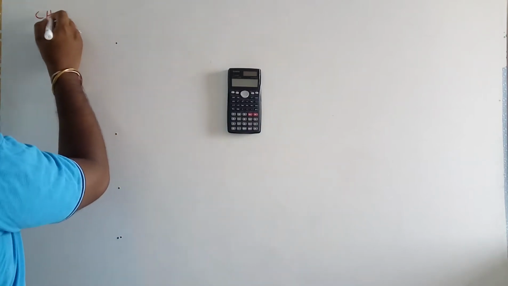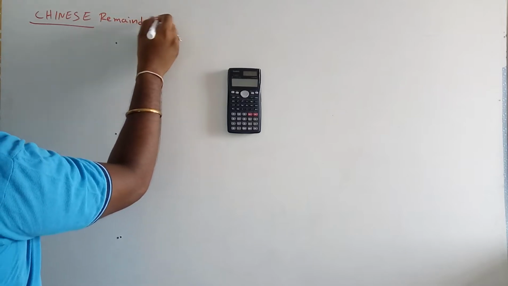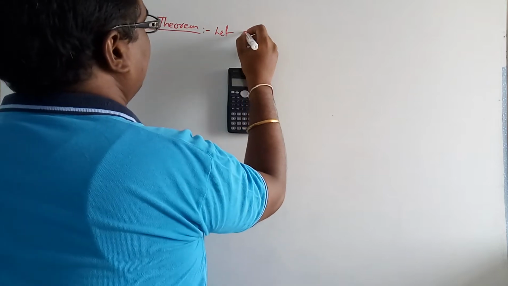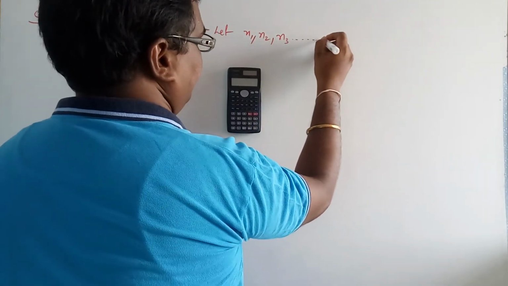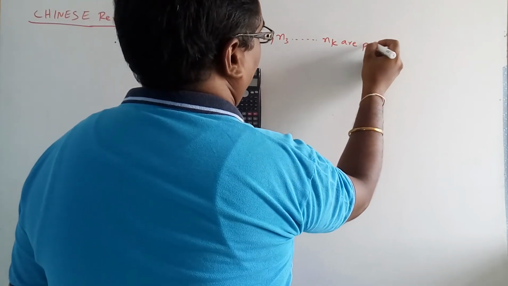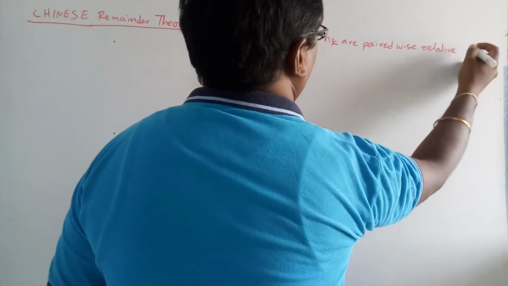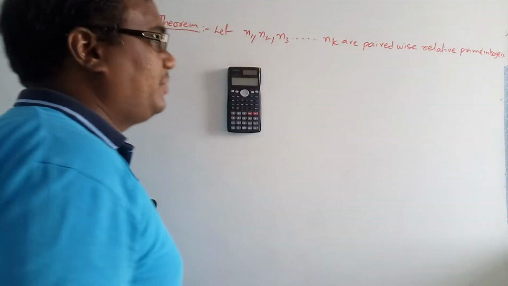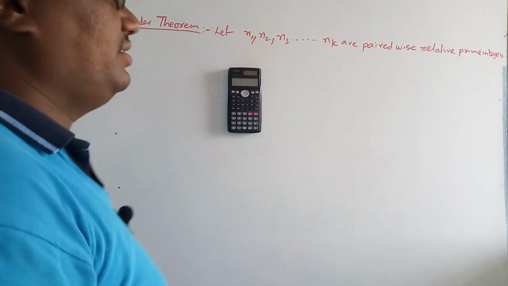Okay, first you should know the definition of the Chinese remainder theorem. Let n1, n2, n3, and so on up to nk be pairwise relatively prime integers.